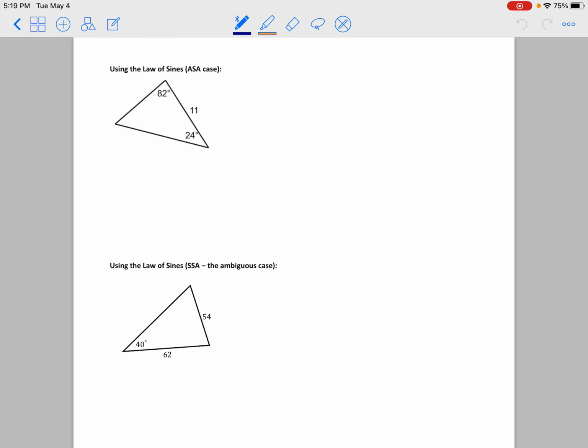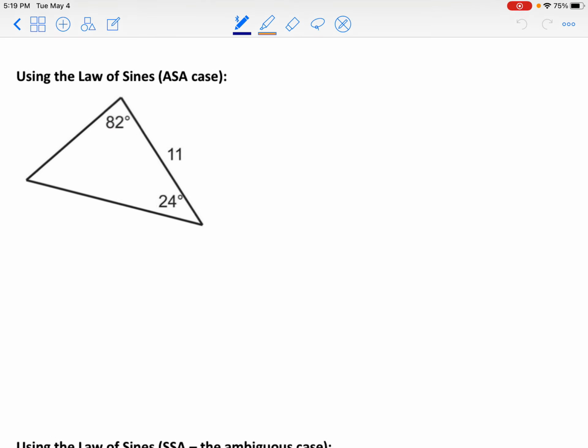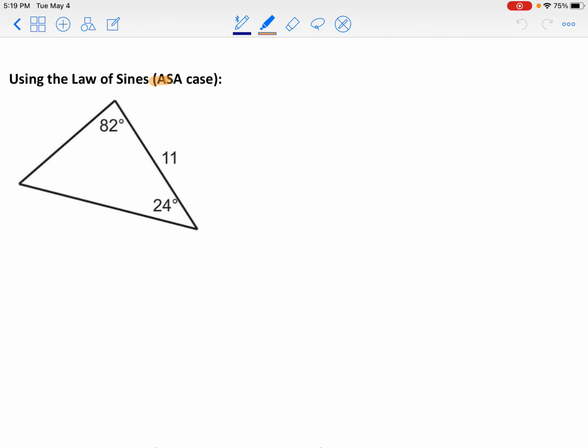Come on, paper. There we go. We're going to look at what we call the angle side angle case. So the angle side angle case will again be a pretty straightforward application. That means we have an angle, then we have a side length here of 11 right in between. It's called the included side. It's in between those two angles.